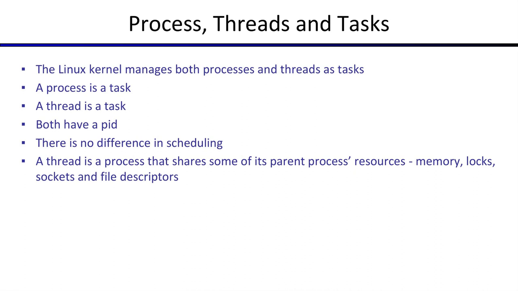Because if the scheduler or the kernel inside is managing everything as a task, both the process and thread are tasks. Both have a PID. A PID is a process identifier, but it's not limited to processes. It's for any task. So any task has a process descriptor, and it also has a PID number, which gives it the distinct number that it's running at. There is no difference in scheduling between processes and threads. It's not like because one is the parent, it gets higher priority.